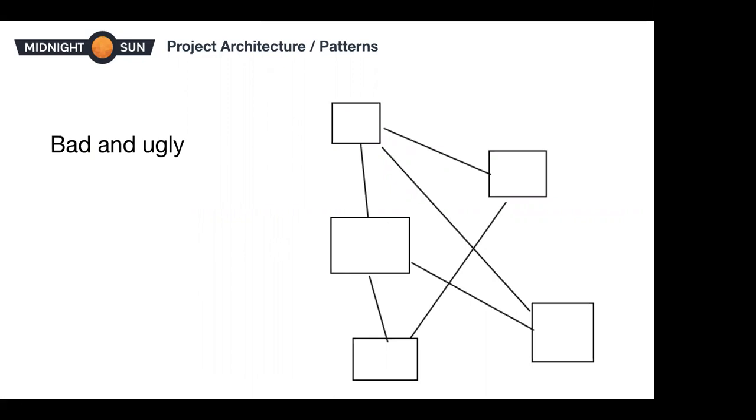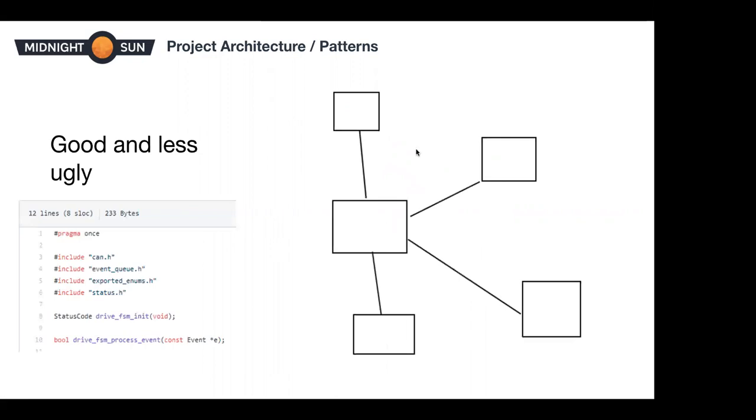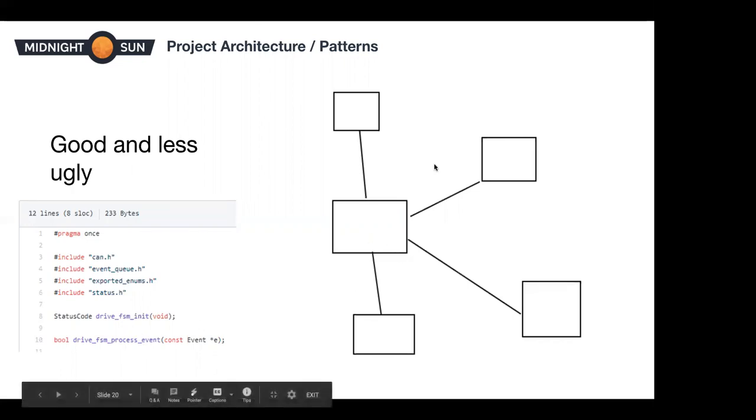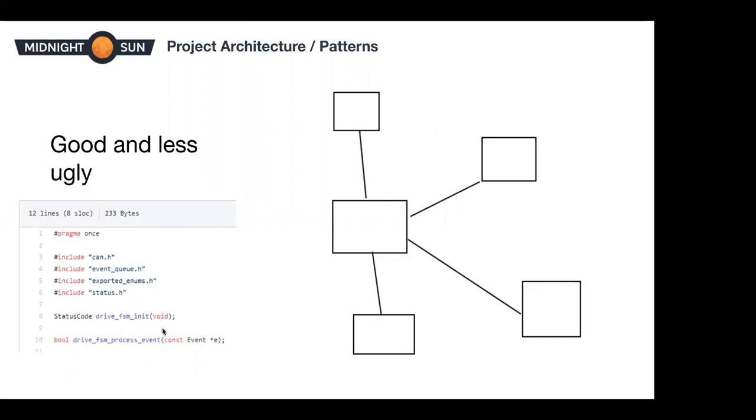Instead, by using events, you can make it look like this, which is good and less ugly. It's much easier to work with, and you can do this with event queues. So here in each module, the only function you need to make public is your process event function. Each module will raise some event. Main calls each module's process event function with that event, and they perform the necessary actions.